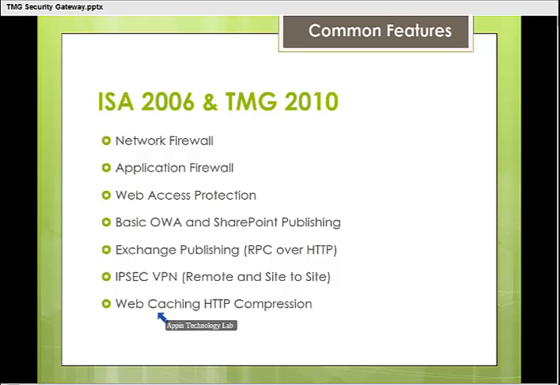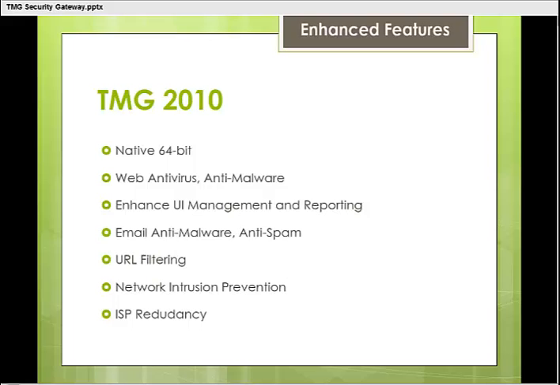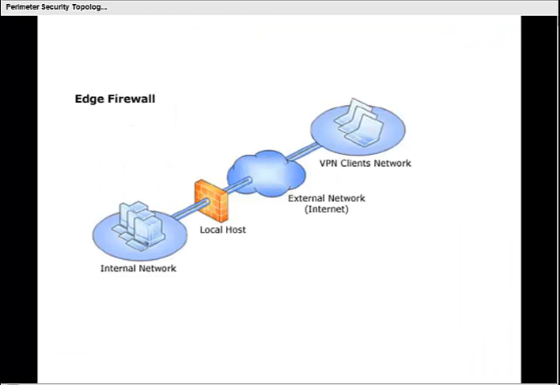But mind you, ISA does not address the recent and most prominent security threats that our corporate architectures are facing nowadays, which TMG dealt with. So these are the enhanced features of TMG. It started with native 64-bit to increase the performance of the machine. Second, they went ahead with web antivirus and anti-malware. So you are not in need of installing any sort of security, antivirus or anti-malware in the internal network, because you have it on your TMG gateway.